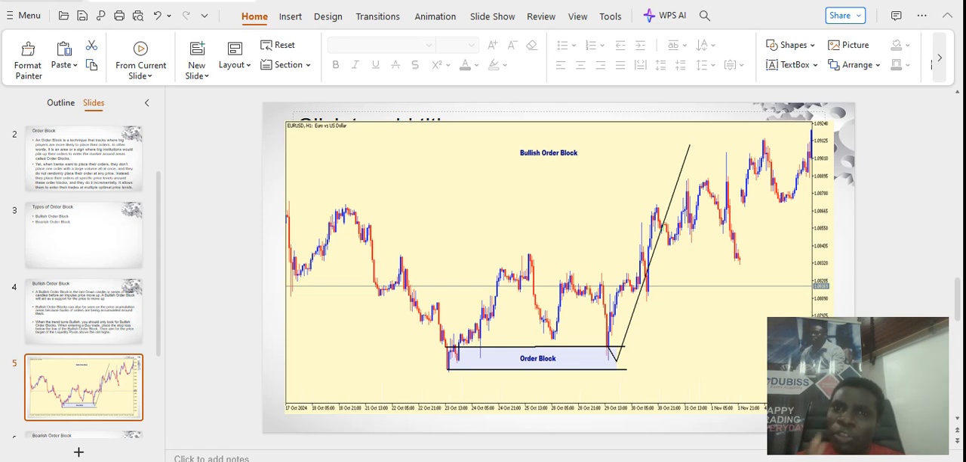We will dive into the chart to show you more of this, but let's get the information first, before we go to the chart to show you how to identify this order block.